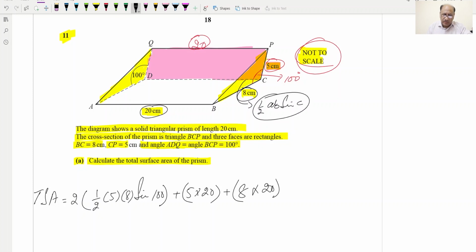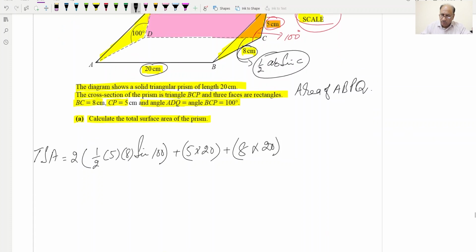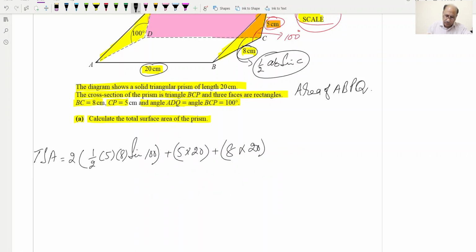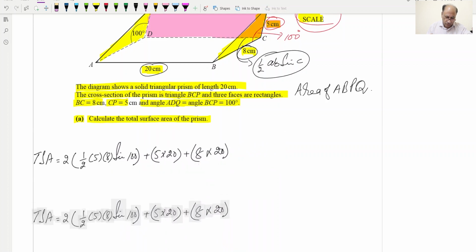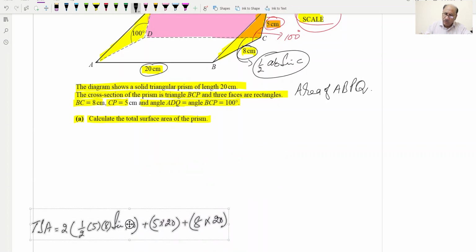Now the remaining area is the area of A, B, P and Q. This is a rectangle, but BP is a slanting side, so we need to find BP first, and to find BP we will apply the cosine rule. What I will do is reduce this one to a readable size and move it here, and first I will find the BP side.